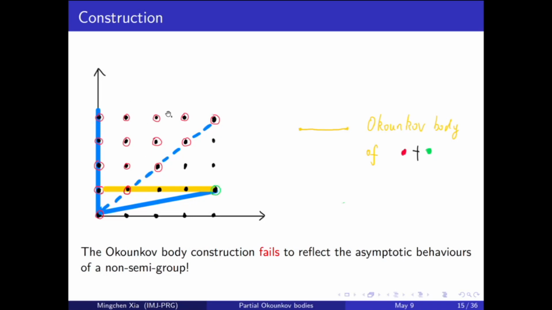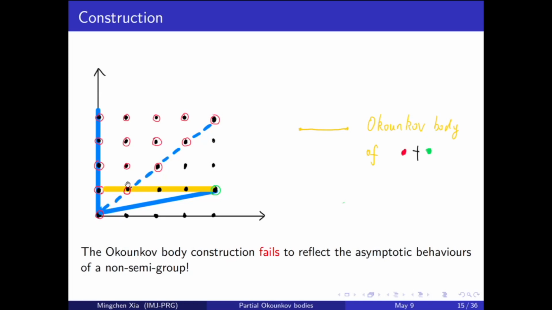Initially, we know that if we consider only the red points, the corresponding convex hull is given by the axis and the dotted line. So the corresponding Okounkov body is from 0 to 1. But now, since we add the green point, the corresponding convex hull increases immediately from this small cone to this much larger cone, bounded by the two blue lines. So if we consider the corresponding intersection with level 1, we end up with something much larger. We end up with this yellow line from 0 to 4.